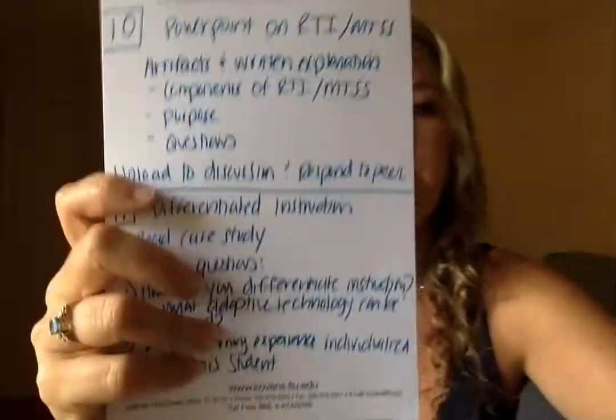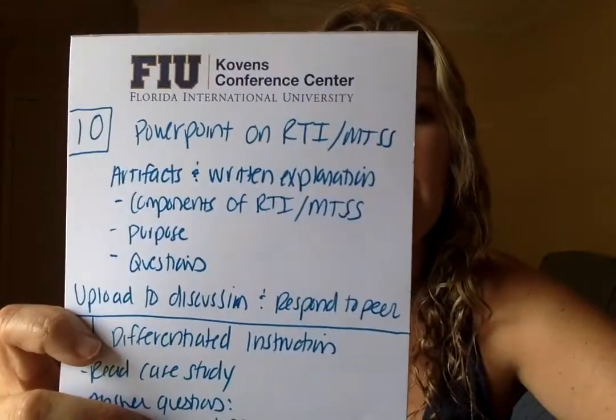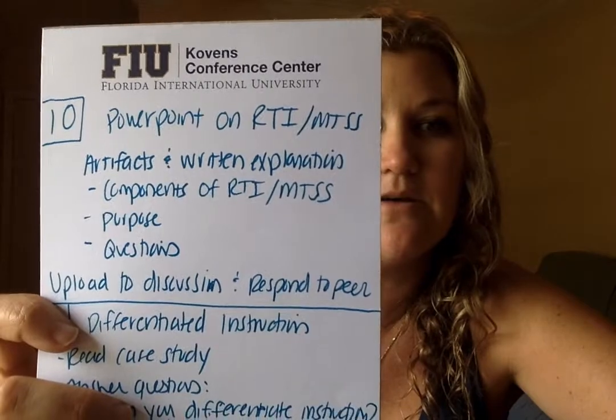PowerPoint presentation. So what are the components? Give me a brief explanation of all your components. Demonstrate that you know what they are, and you should get full credit. What is the purpose of RTI and multi-tiered system? Again, demonstrate that you understand what the purpose is. You can give me examples.